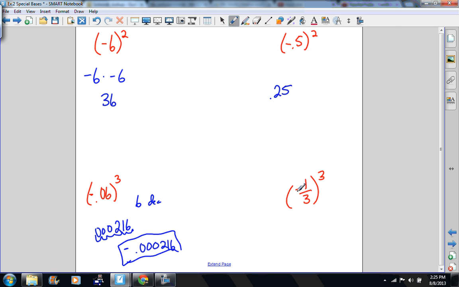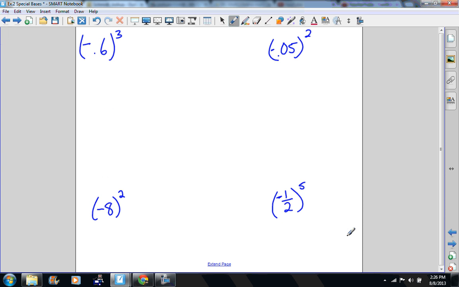And finally, -1/3 cubed, well, we can just write this 3 times because it's a fraction. That's the easiest way to do it. -1 times -1 times -1 is -1. 3 times 3 times 3 is 27, and that's our answer. All right, so negatives don't actually change much of the problem, just a little bit of the thinking. Last slide, try this one on your own.